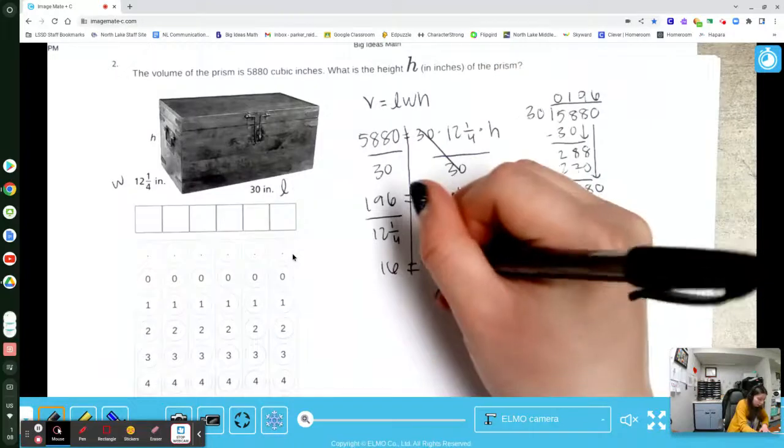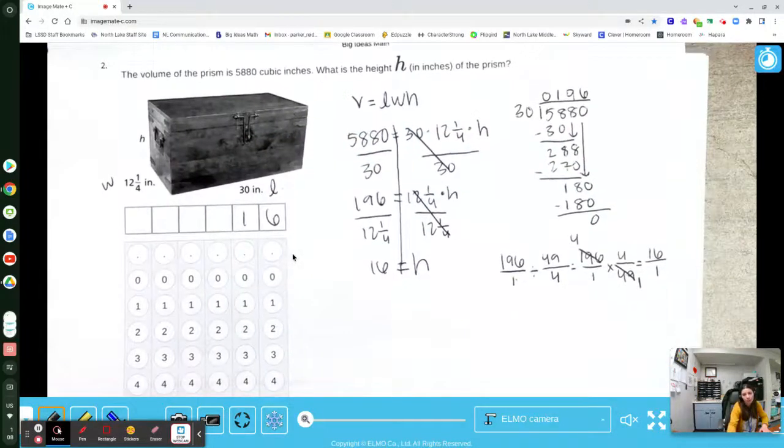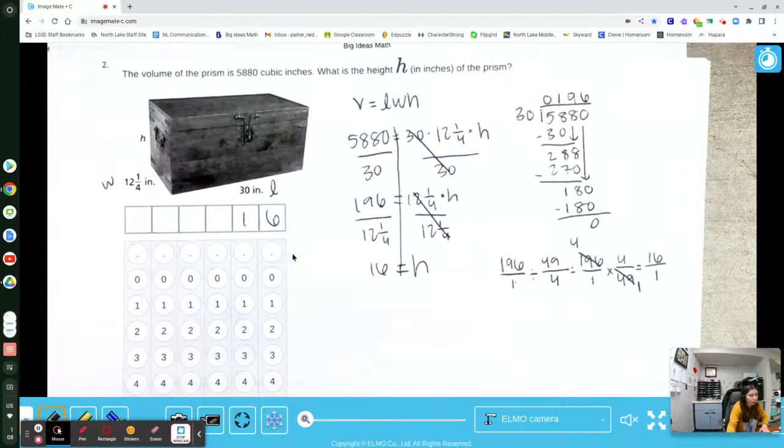Those undo each other. So there we go. I know that the height is 16. That is what is missing. Now, I know that seemed like a lot of steps, a lot of work.